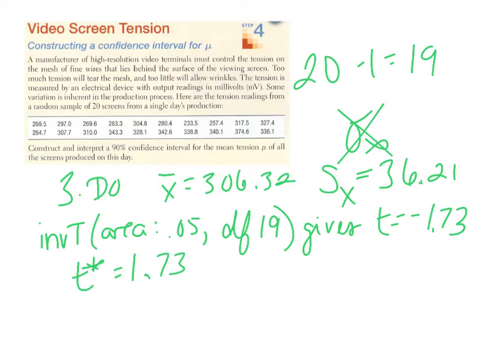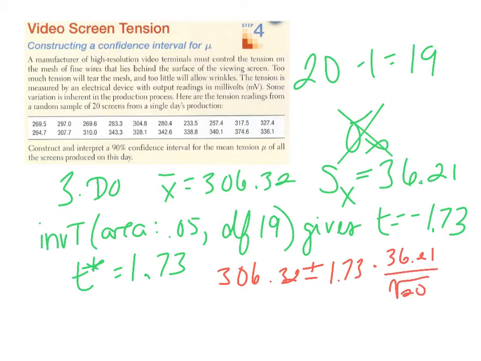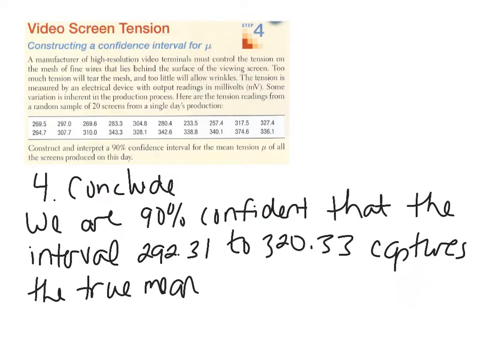Okay, so when I plug this into my formula, remember in my formula, I've got my statistic, so my mean of my sample, plus or minus my critical value of 1.73 times the standard deviation of my sample divided by the square root of my sample size. And when I solve for that, I get a confidence interval of 292.31 to 320.33. Okay, so when we move on to step 4, we get our conclusion.